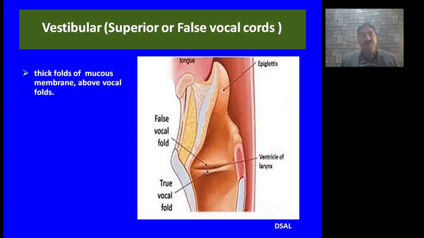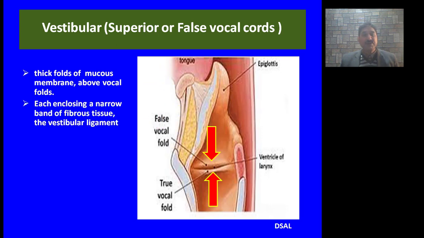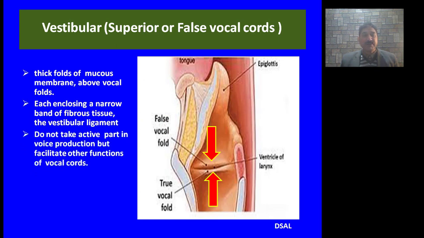What are vestibular folds? Vestibular folds are also called superior or false vocal cords. They do not participate in the production of sound. They are thick folds of mucous membrane above the vocal folds, each enclosing a narrow band of fibrous tissue, the vestibular ligament. They do not take active part in voice production but facilitate other functions of the vocal cords.